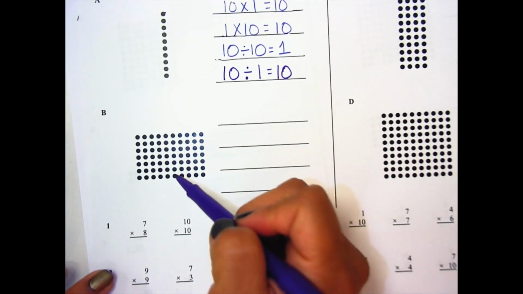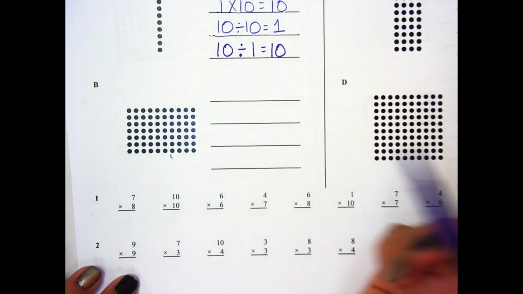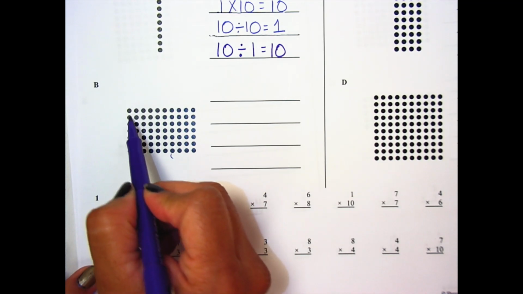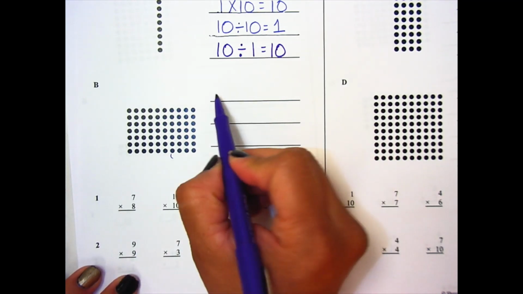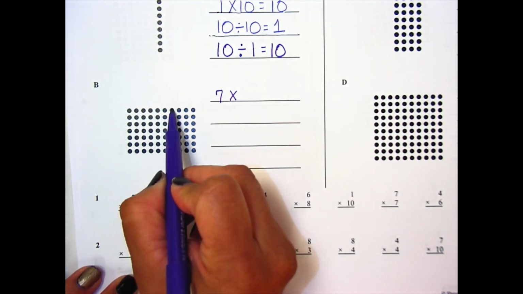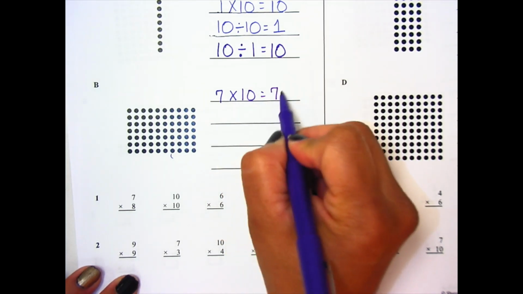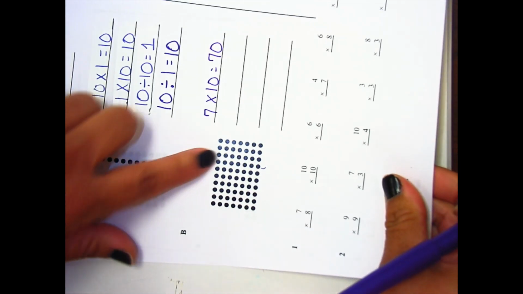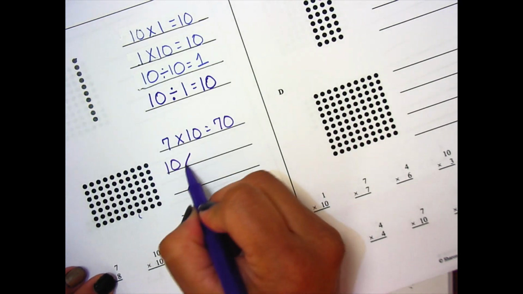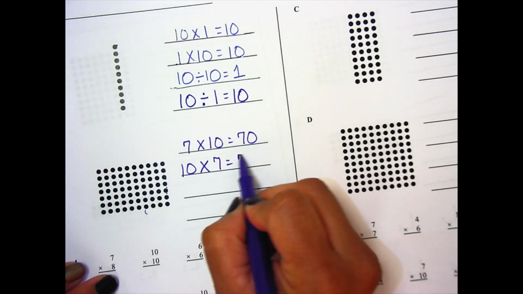So let's apply that same concept to letter B. Let's do first our multiplication number sentence. And we have 7 rows, times 10 in each row. 7 times 10 equals 70. If I turn it this way, now I have 10 rows. 10 times 7 in each row equals 70.